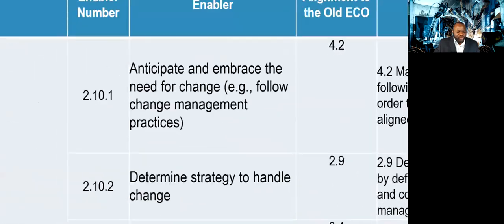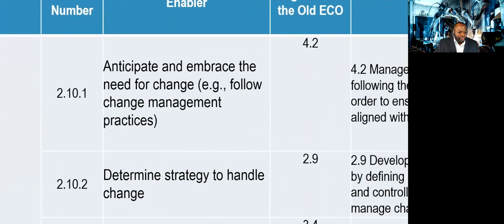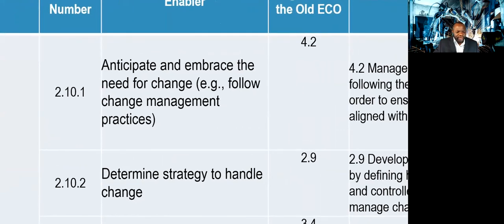If you go over to the enablers based on the new outline, we have anticipate and embrace the need for change. Follow change management practices. What are they saying? They're trying to tell you not to circumvent change. If change needs to occur, let it occur. That's all they're saying.